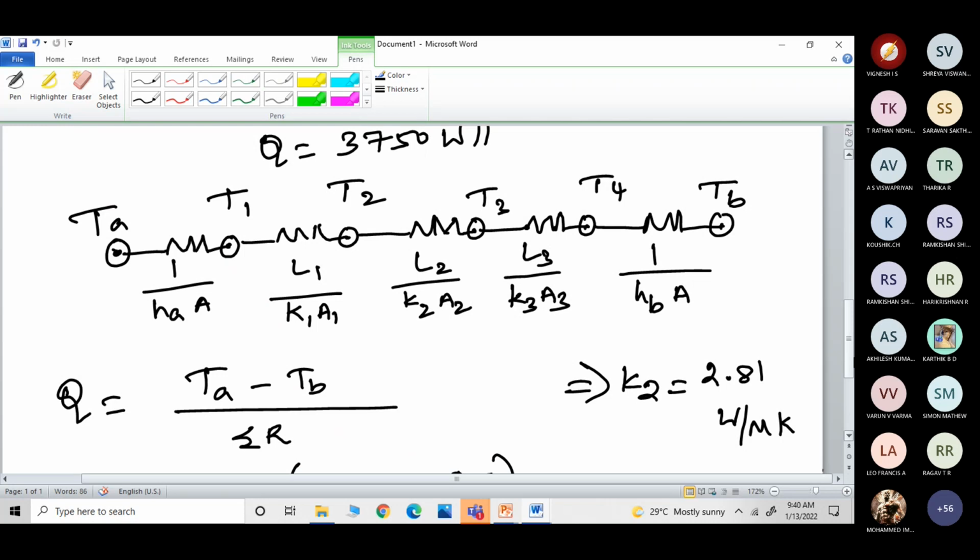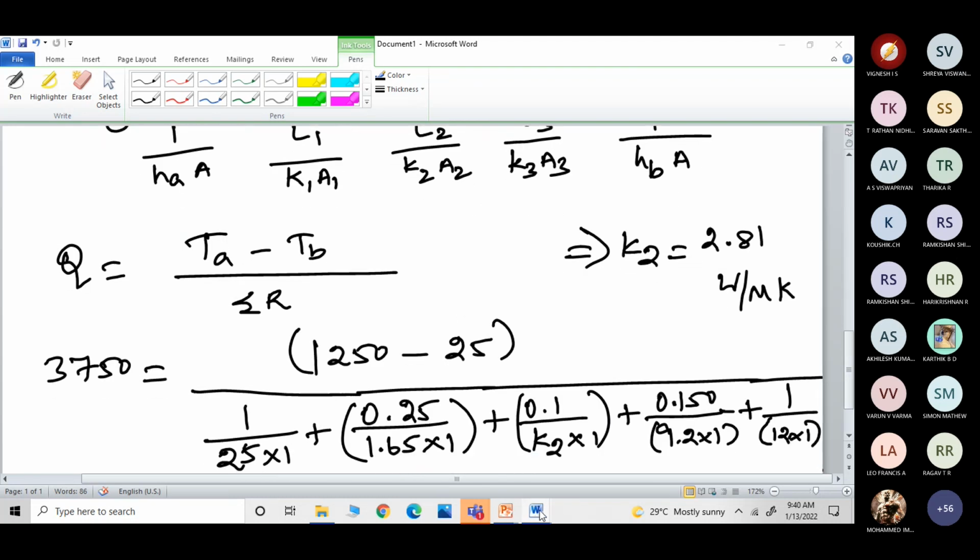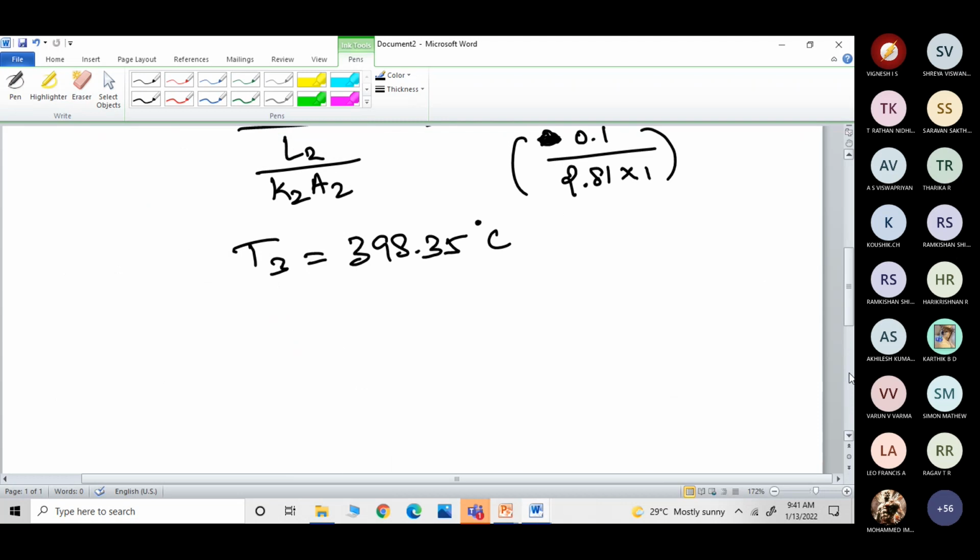So you can take T3 minus T4, or sometimes you can take T4 minus TB also. Nothing wrong in it. To get T4, either you can use this resistance, T3 minus T4 divided by L3 by K3 A3, or you can use T4 minus TB divided by 1 by HB into A. In both the cases, it will be correct only. Let me take T3 minus T4. You can try T4 minus TB. So for the last resistance, Q equal to T3 minus T4 divided by L3 divided by K3 A3.